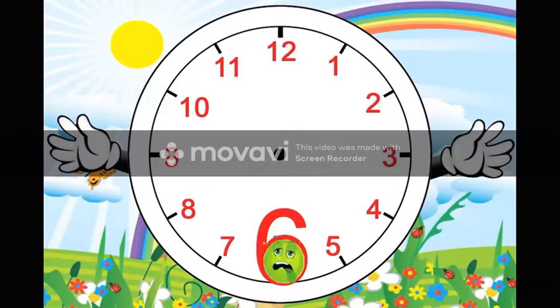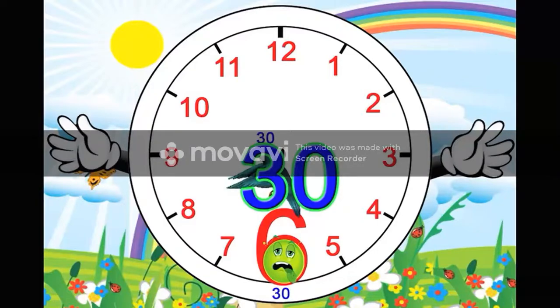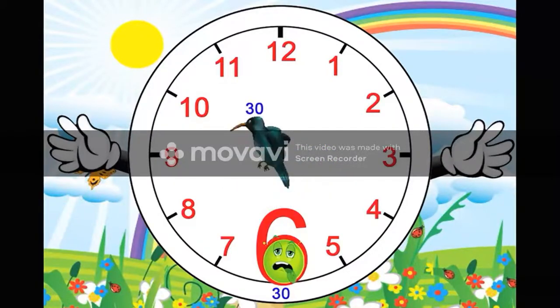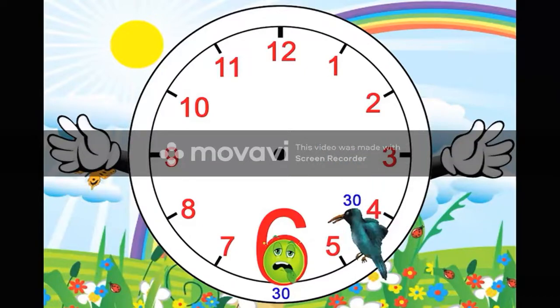The hour 6 is sick, and he was contagious. The 30 birdie came by, and the 30 birdie got sick too. The sick 6 got 30 birdie sick.